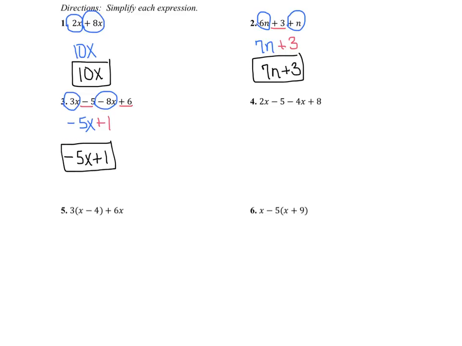Let's look at example 4. 2x minus 5 minus 4x plus 8. Identify our like terms. 2x minus 4x. And then we have negative 5 plus 8. So 2x minus 4x is going to give us a negative 2x. And then negative 5 plus 8 gives us a positive 3. Therefore, your answer is negative 2x plus 3.